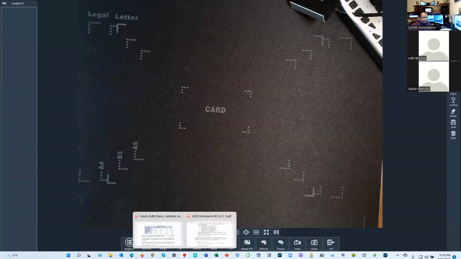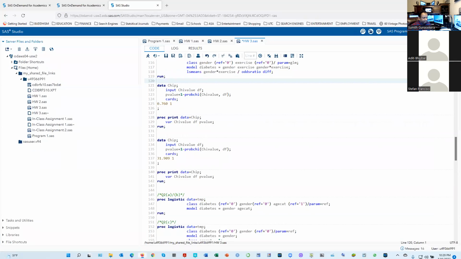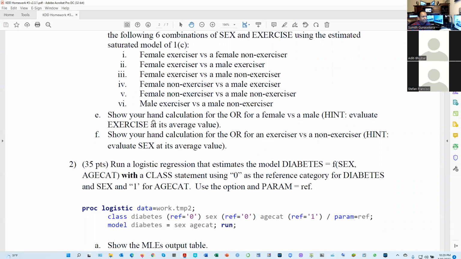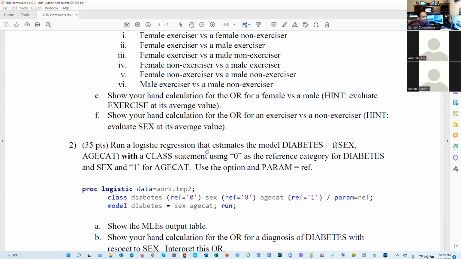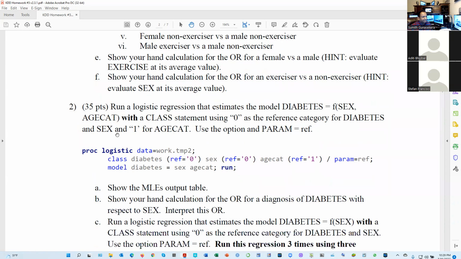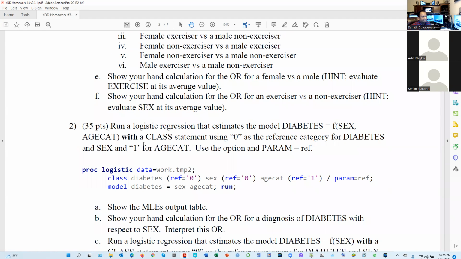Because those are continuous ones, they were asking us to do that one, even though this one is categorical. You can evaluate the exercise average value, then the average value. So part B, part B.